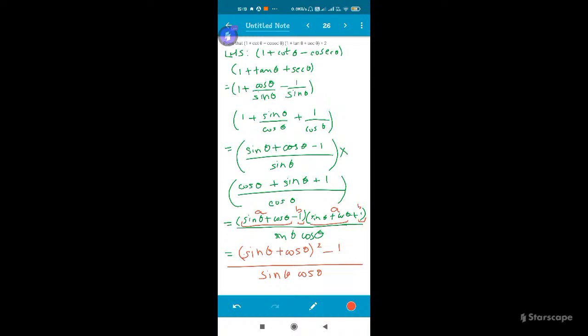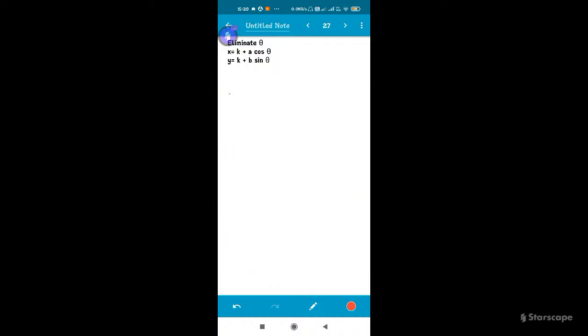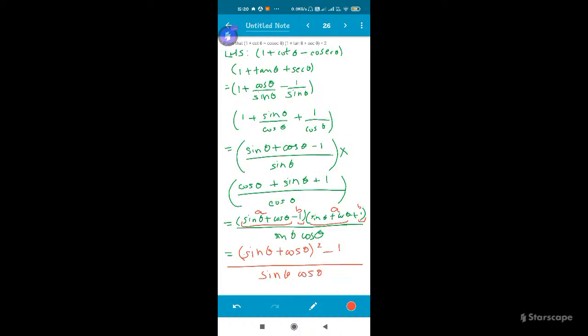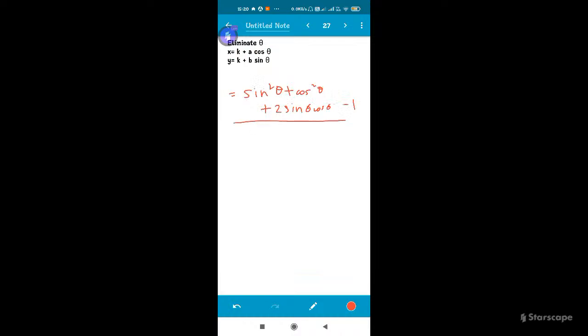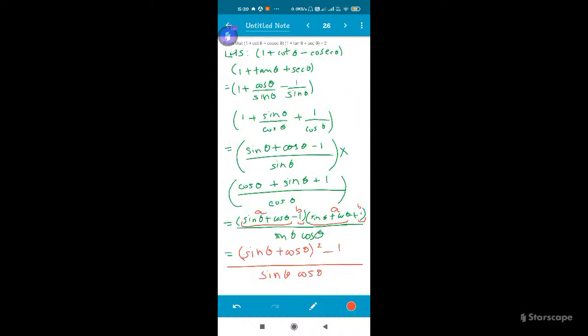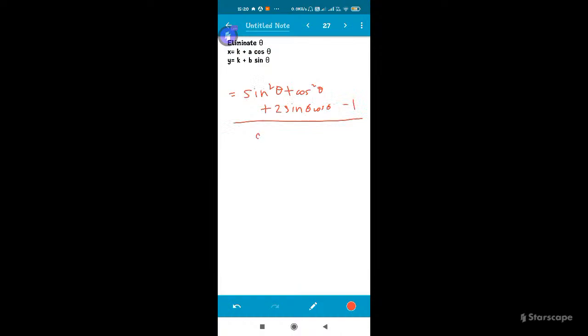So now we have A plus B whole square. So let us solve it out and let's get the answer. Sine theta plus cos theta whole square, that is sine square theta plus cos square theta plus 2 sine theta cos theta, and we have minus 1 also, and in the denominator we have sine theta cos theta.